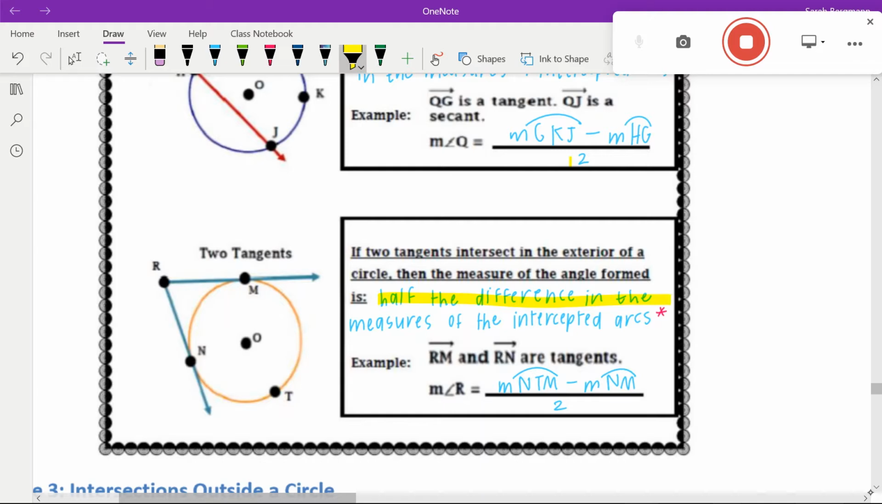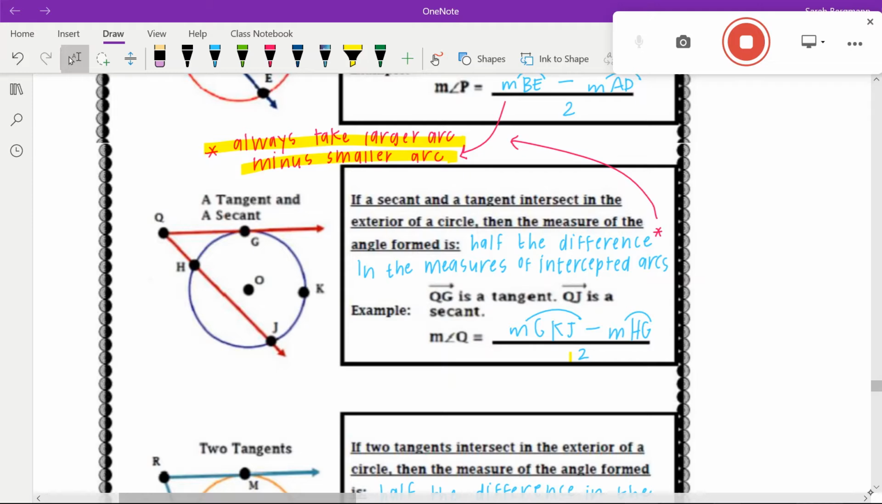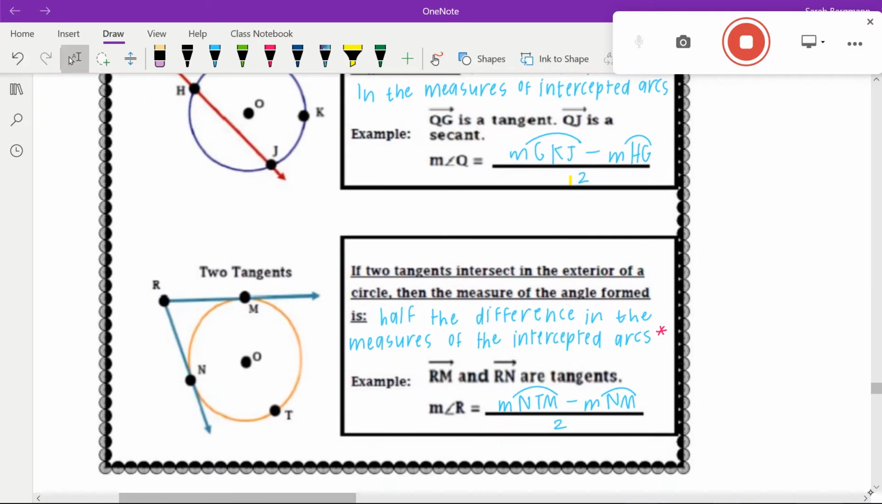You take half the difference in the measures of the intercepted arcs. And again, I have this little pink star here because you need to make sure you take the difference of the larger arc minus the smaller arc. So, for example, to find the measure of angle R, we'll take the larger arc MTN, and then minus arc NM, the measure of arc NM is the smaller arc, and then divide by 2 to find the measure of angle R.